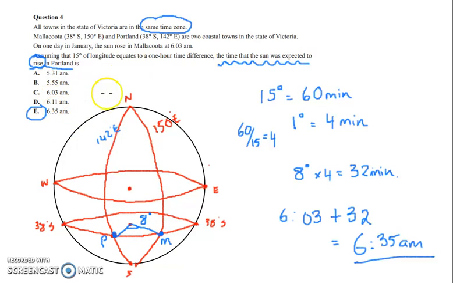So this is a question where it's been tricky the way they've worded it. A lot of the students have taken the 32 minutes off the 6:03 and got to the 5:31 answer as A. Hopefully this has helped you understand how some of the words in the questions can mislead you or try to trick you. But as I said, this question is a same time zone question rather than a time zone question.